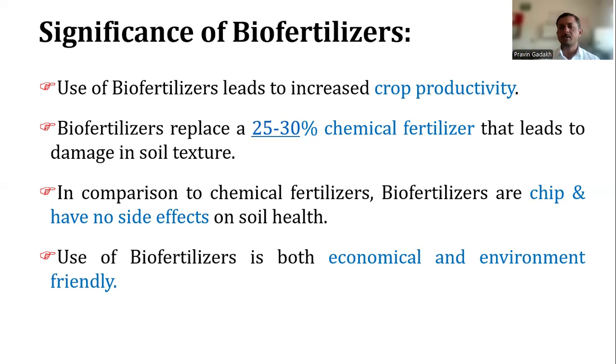Biofertilizer replaces 25 to 30% of chemical fertilizer that leads to damage in soil texture. When we discuss the side effects of excessive use of chemical fertilizer, it leads to loss of soil fertility, and the soil texture can be changed. By using biofertilizer, we can overcome that problem caused by chemical fertilizer. So up to 25 to 30%, we can replace by means of biofertilizer.